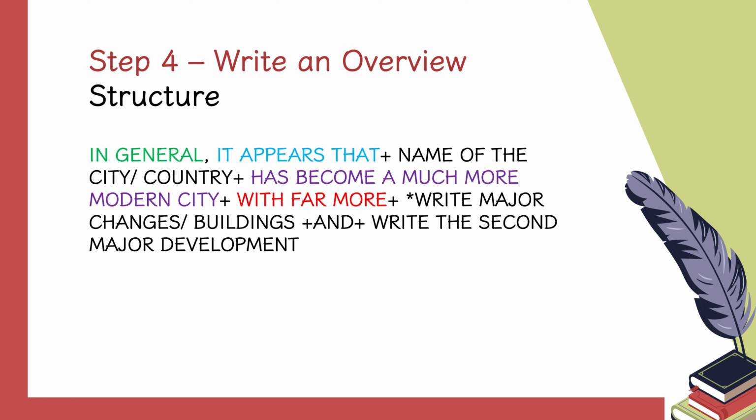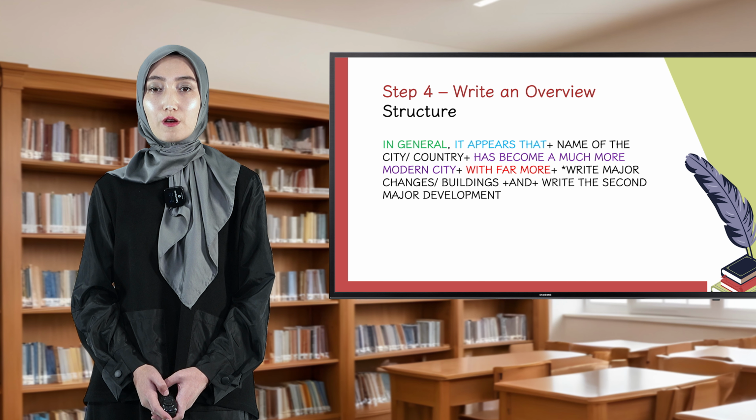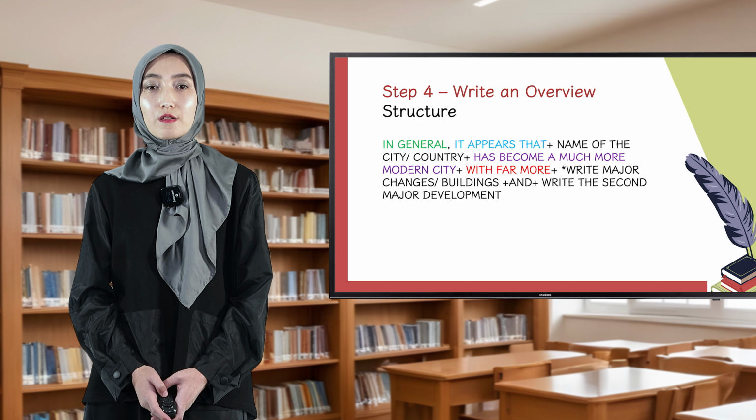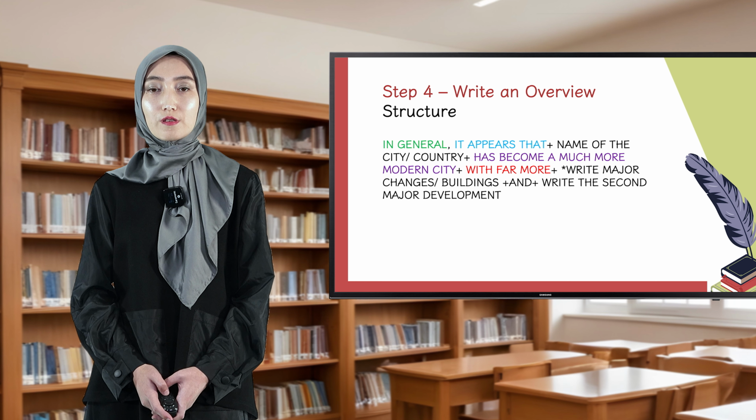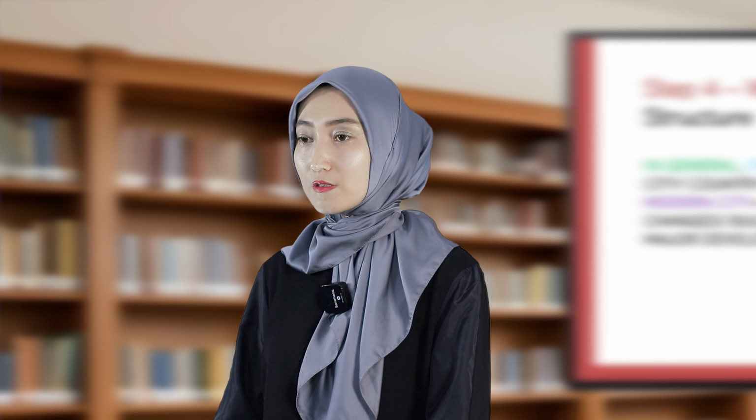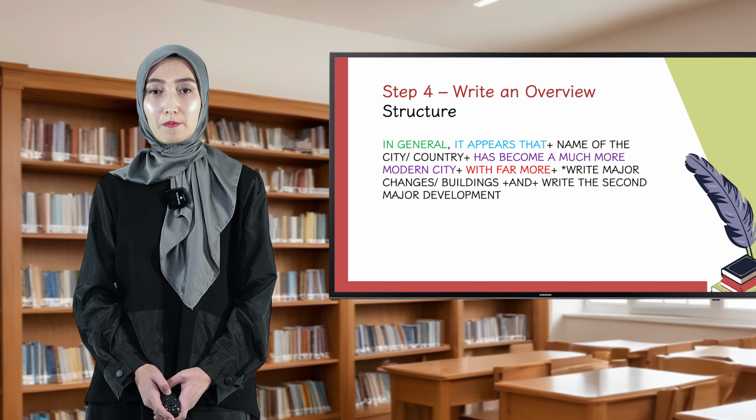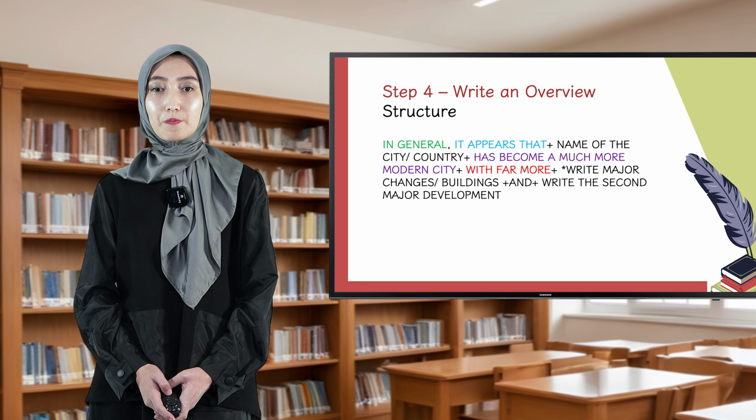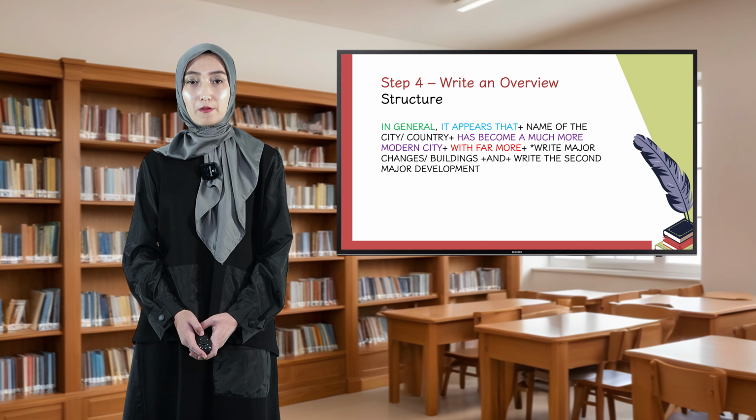First of all, you can use the in general expression. After that, you can use the it appears that expression, and you can again state here the name of the city or country. And here you can see the main verb of your overview, like has become a much more modern city. And after that, you can write the major changes throughout the period. And I will tell you one example of this. For example, in general, it appears that Tashkent has become a much more modern city with far more transport facilities and shopping centers. That is a sample form of the overview.